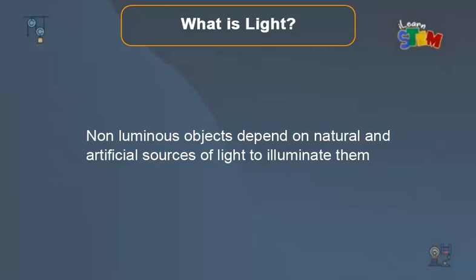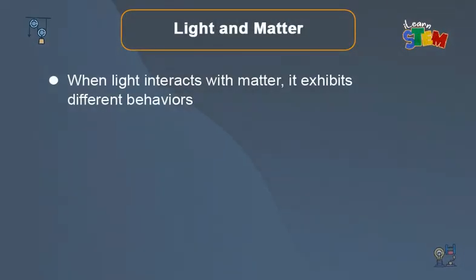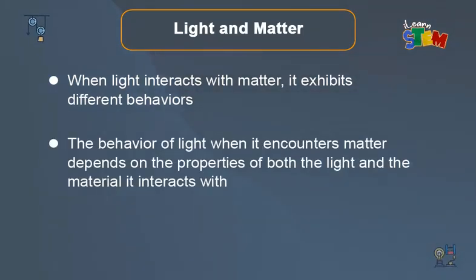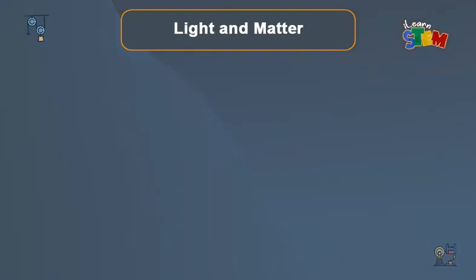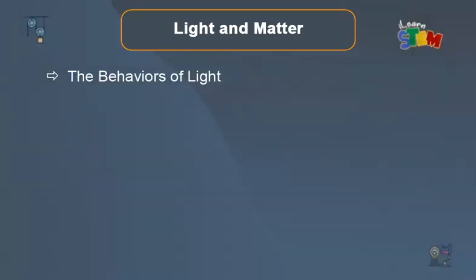Let's explore how light interacts with matter. When light interacts with matter, it exhibits different behaviors. The behavior of light when it encounters matter depends on the properties of both the light and the material it interacts with. Let's explain the behaviors of light.